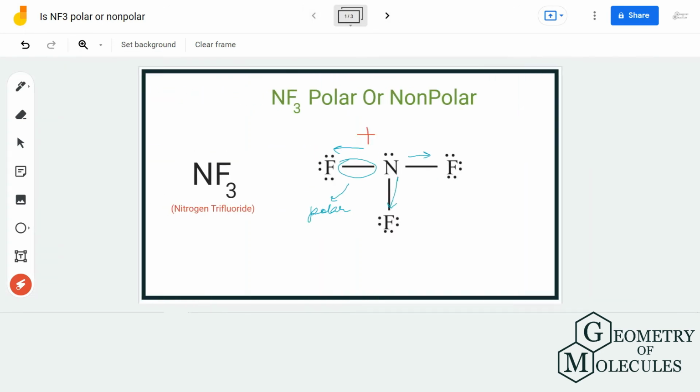As these dipole moments are not cancelled out, and as there is a non-zero dipole moment in this molecule, poles are formed in this molecule, because the regions around nitrogen will have partial positive charges and the regions around fluorine atoms will have partial negative charges. And as there are poles formed in this molecule, NF3 is a polar molecule.